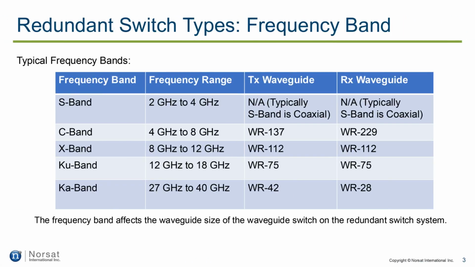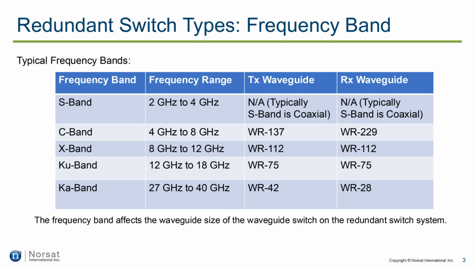Now let's go over the key frequency bands commonly used in satellite communication. The S-band operates between 2 and 4 GHz. The C-band operates between 4 and 8 GHz. The X-band operates between 8 and 12 GHz. The Ku-band operates between 12 and 18 GHz. And we have the Ka-band, which operates between 27 and 40 GHz.